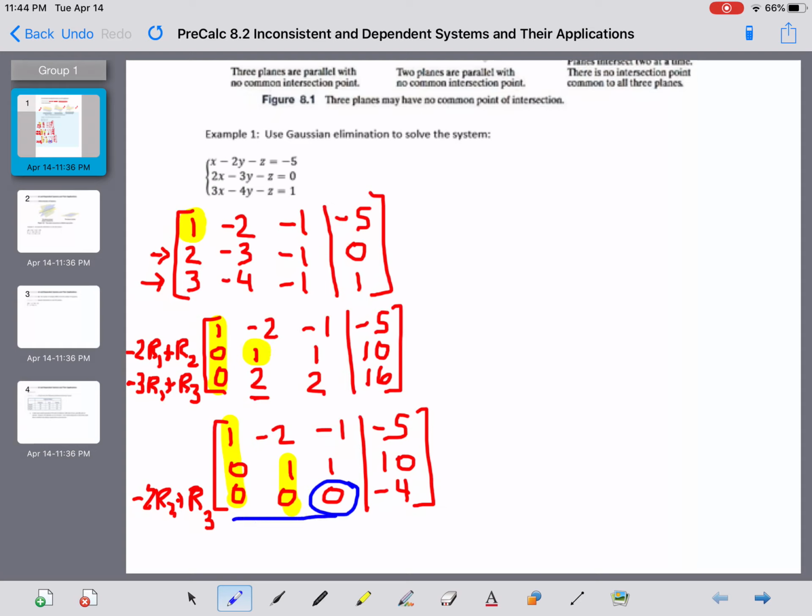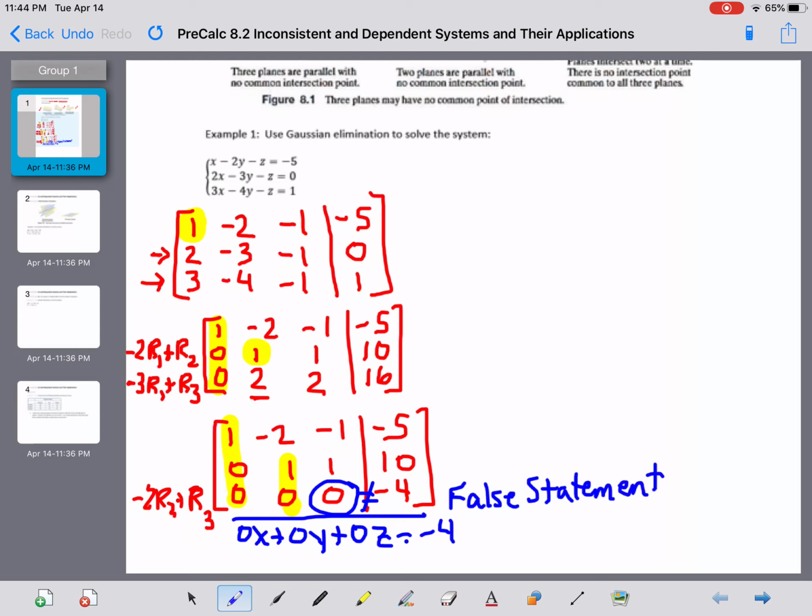What I have here, if you think about it, is I have 0 x's plus 0 y's plus 0 z's equals negative 4. If the zeros do not equal negative 4, this is what we call a false statement. If you remember when we solve systems, if we have all of our variables disappear and we get a 0 is not equal to negative 4, that's a false statement, and that means I have a no solution. So anytime you're working and all your variables disappear like that and it's not equal, that's considered no solution or a false statement there. So we'll go with the no solution.